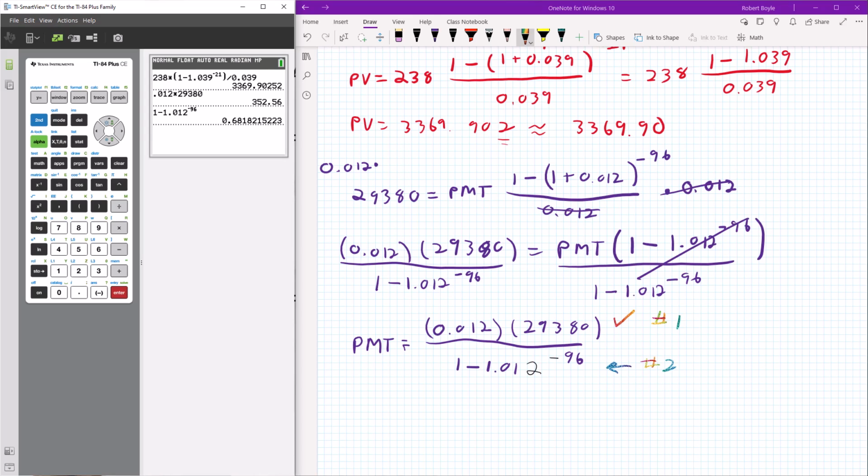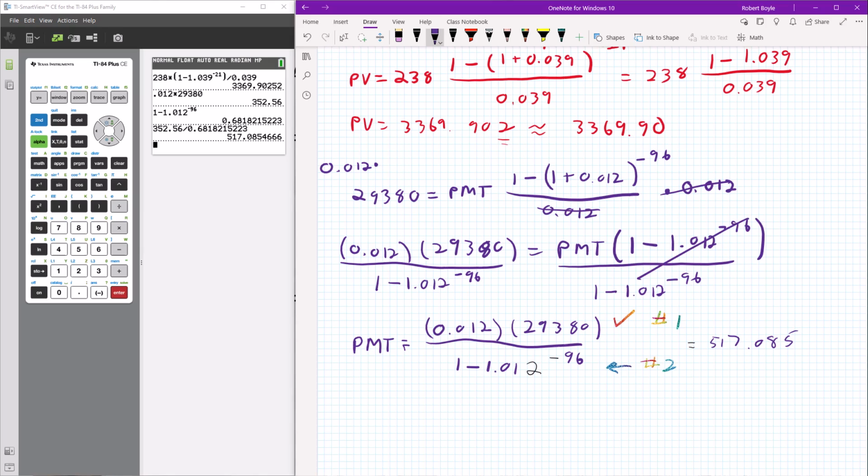Now we can use the history and these cursors to do the division. I can go up and highlight the numerator, hit enter, there it is. Hit divide, then highlight the denominator, hit enter, that brings it down, and now I can hit enter again, and that is my answer. And what do I have? I have $517.085. Since the third decimal place is 5 or greater, this will round to $517.09.